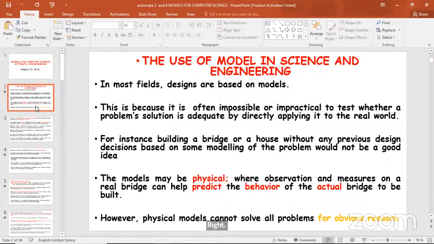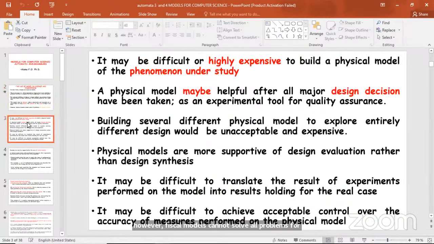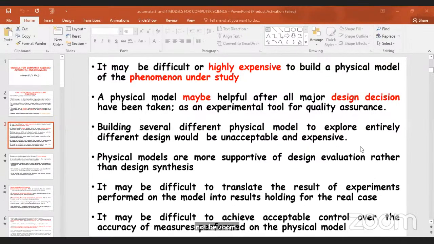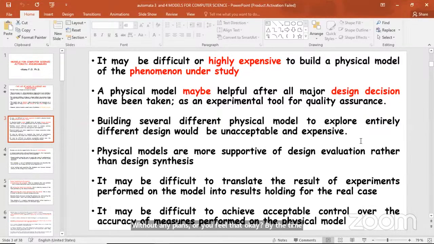However, physical models cannot solve all problems for obvious reasons. Now, what are those reasons? The first one is that it may be difficult or highly expensive to build a physical model of the phenomenon under study. For instance, if you need to build a 27 or 30 story skyscraper without any plan, I think it will not be so cool to just go building without any plans, or you feel that, okay, by the time you finish building, that's when you now start testing some of the weights, the pillars, the columns, and everything. Now, that can be very disastrous.